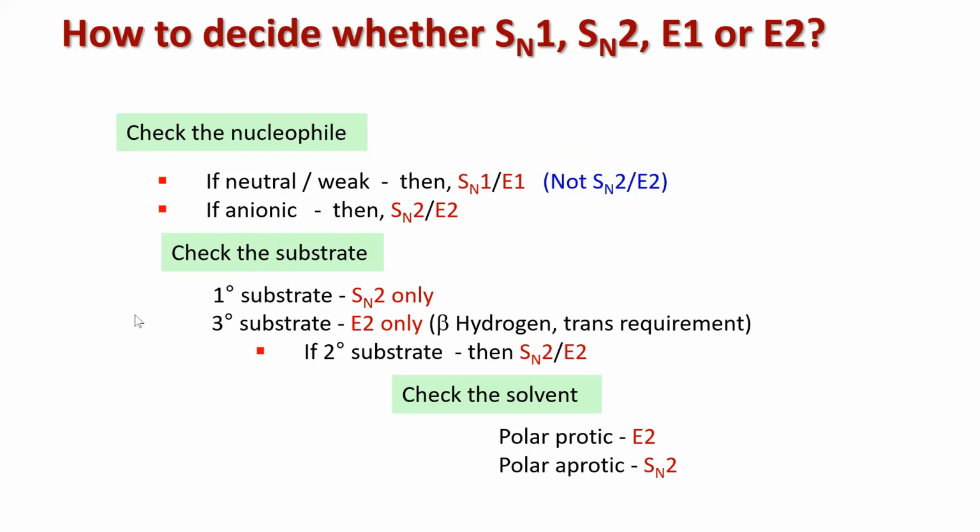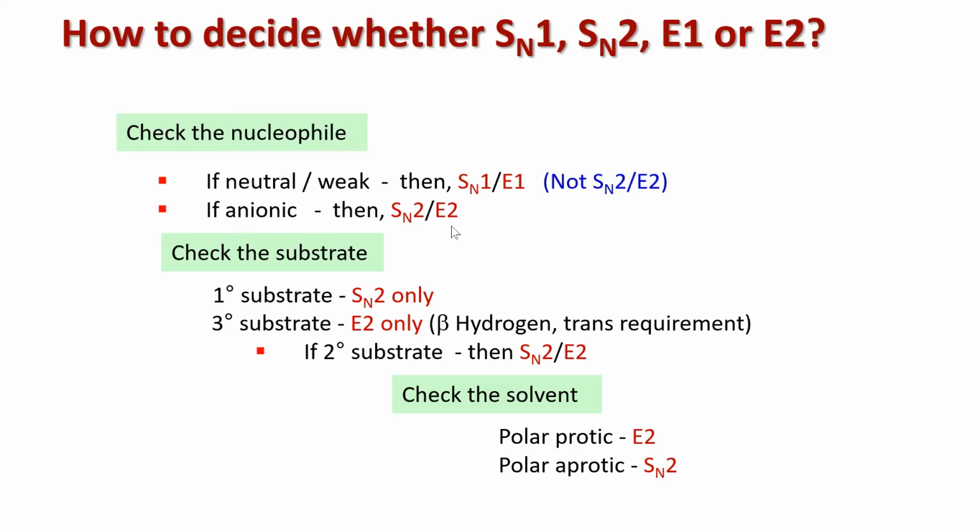Madam, please say it again. Yes. First we are checking the nucleophilicity of the nucleophile. If the nucleophile is neutral or a weak one, like water, methanol, ethanol, then the reaction will go through the SN1 pathway or E1 pathway, right? So you compare with the reactions we have studied earlier. If the nucleophile is an anion, like OH minus, then it will take place through SN2 or E2, right?